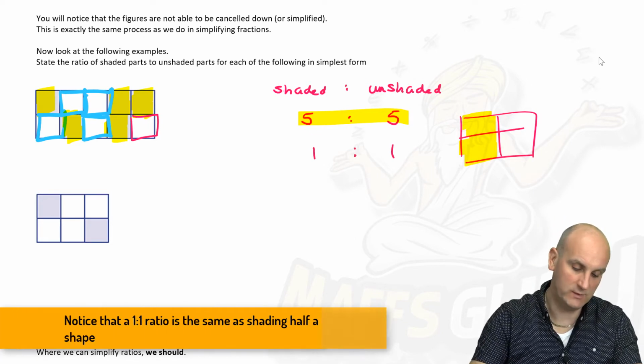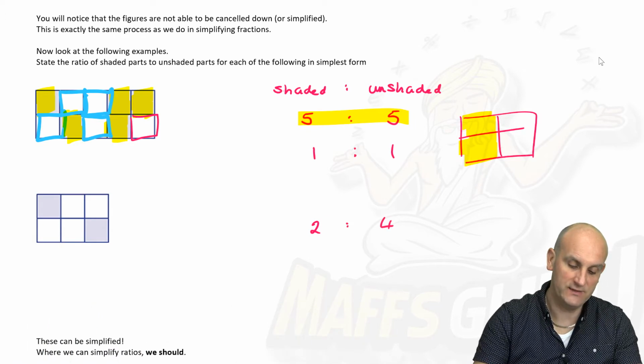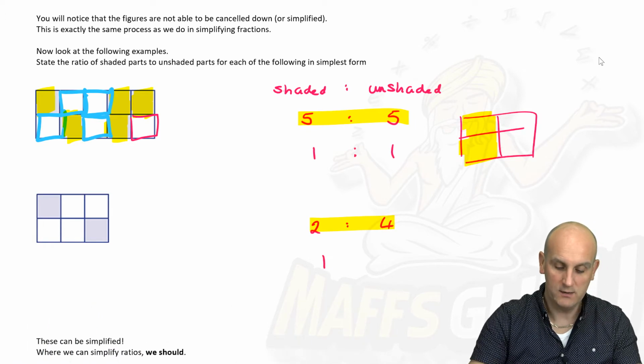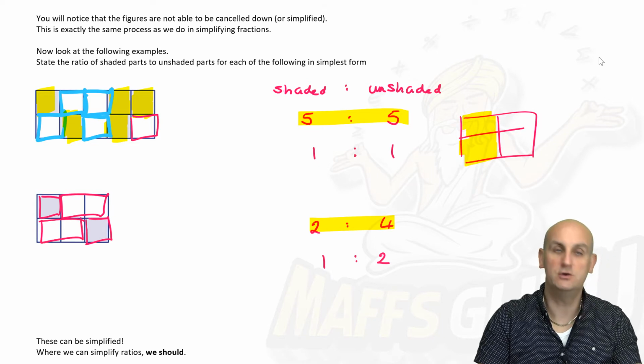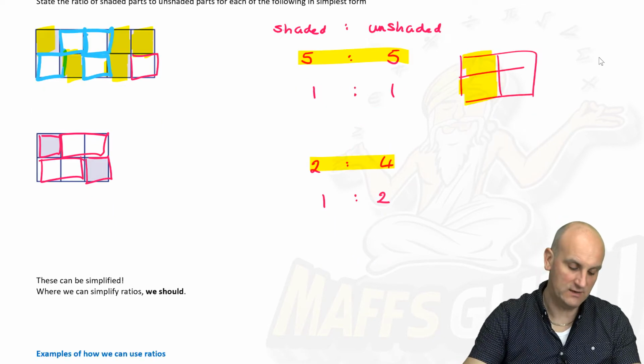What about the next one? What do we have here? Two shaded to four unshaded. And again, I can see that this can cancel down to 1:2. That means for every one shaded, there are two unshaded. One shaded, there are two unshaded. Love, love, love these ratios.